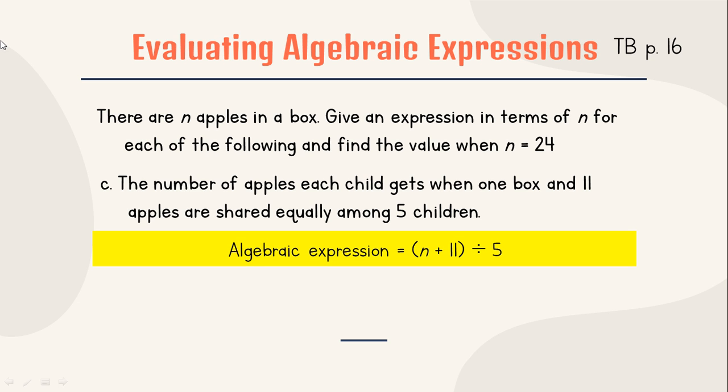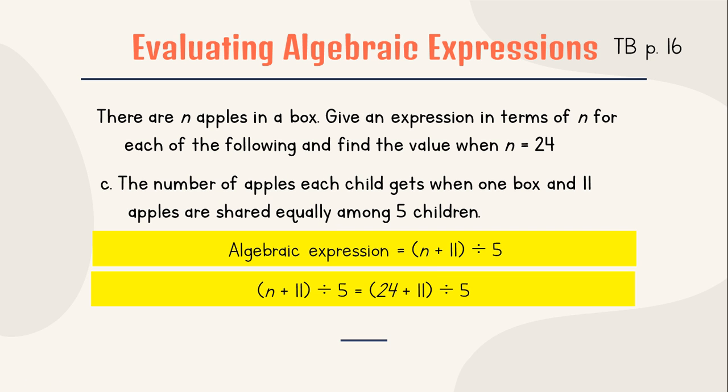That's it. N plus 11, because it says one box and 11 apples, divided by 5, shared equally among 5 children. So (n plus 11) divided by 5. Look at it. We will not divide 11 by 5 first because it says one box and 11 apples. That's why I have the brackets here. Why do I have the brackets here? So for you to see clearly that we're going to add first. After that, we're going to divide. So (n plus 11) divided by 5.